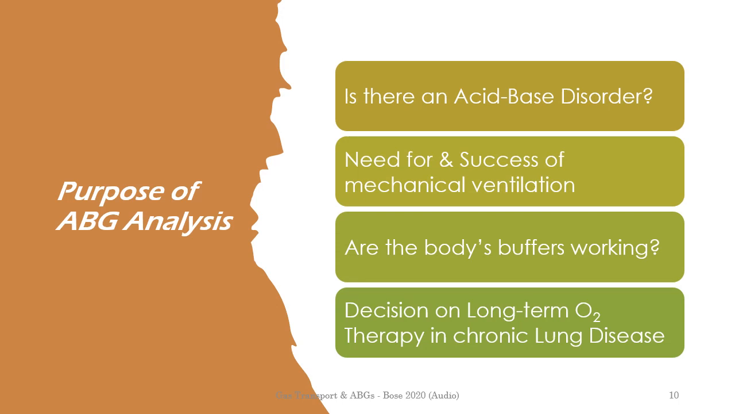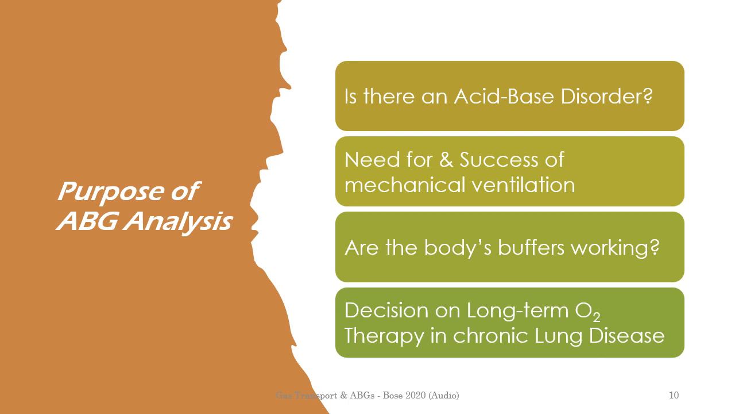What are the goals of an ABG analysis? We seek to answer these questions. Is there an acid-base disorder? If so, is it acidosis, alkalosis, or mixed? Is there a need for mechanical ventilation? And whether the ongoing mechanical ventilation is successful. We find that out by evaluating the amount of carbon dioxide in the ABG report. If CO2 is at a normal level, that means the ventilator is able to drive out the carbon dioxide from the lungs.